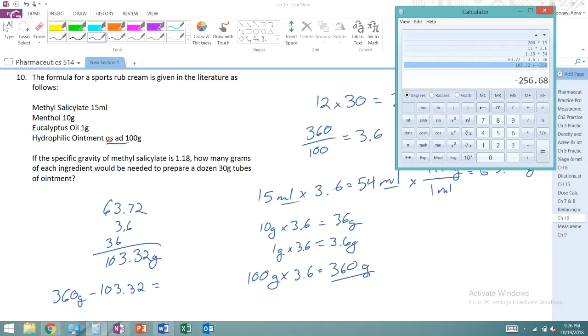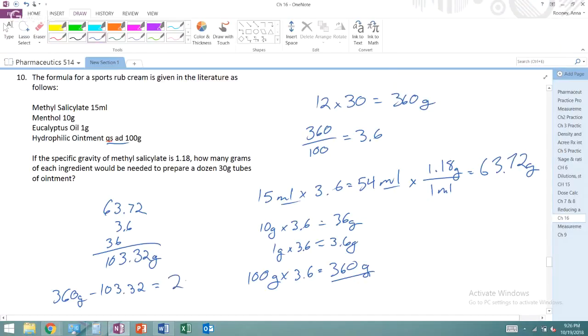Oh, yeah, that worked out. Okay, yes. So 256.68 grams, because I was lazy. So that is the amount of hydrophilic ointment.